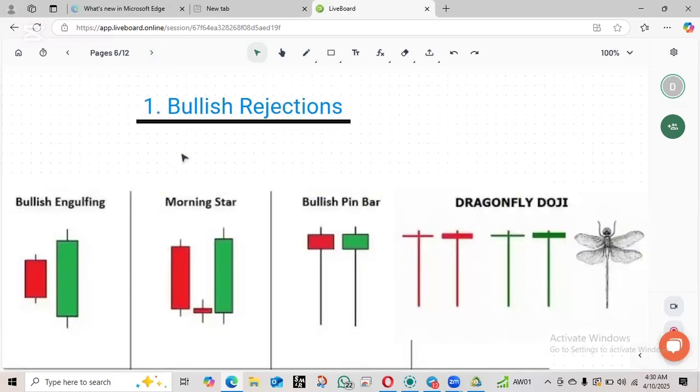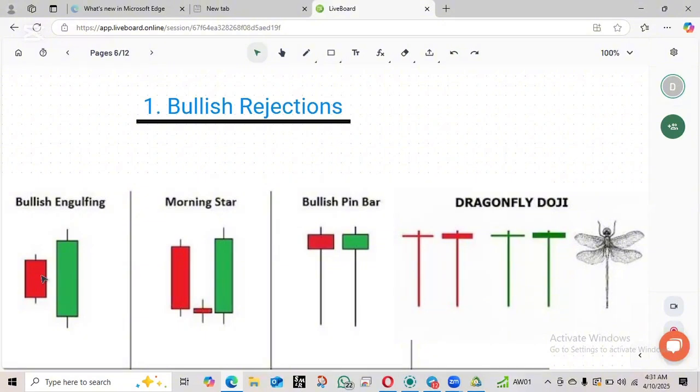Okay, so these are the bullish rejection candles. We have the bullish engulfing candlestick. Guys, pay close attention to this. This candlestick pattern alone is a strategy on its own. If you master it, you are going to have a major increase in your trading results. So we have the bullish engulfing candlesticks, we have the morning star, we have the bullish pin bar, we have the dragonfly doji. Now listen, you have to take note of this pattern.